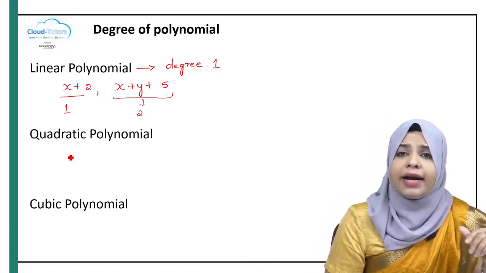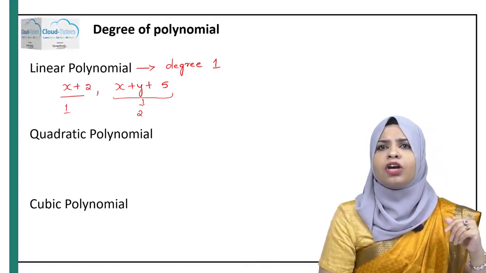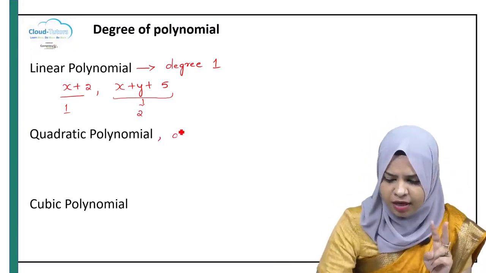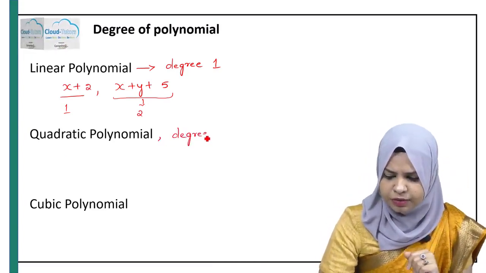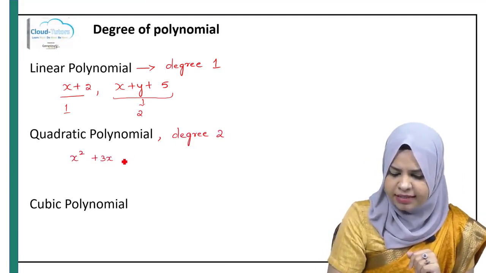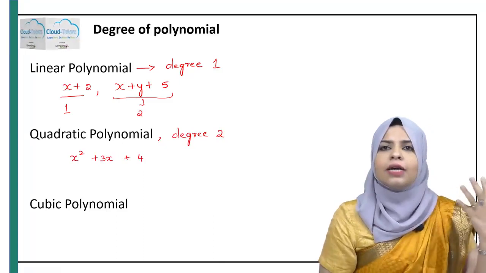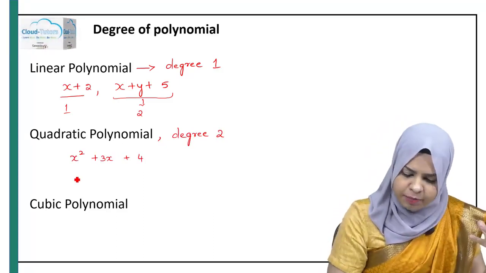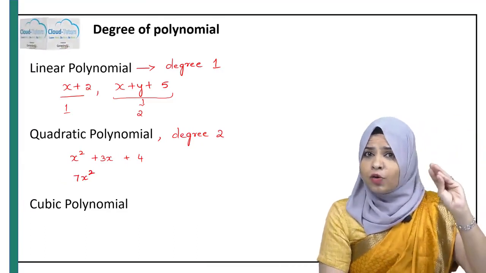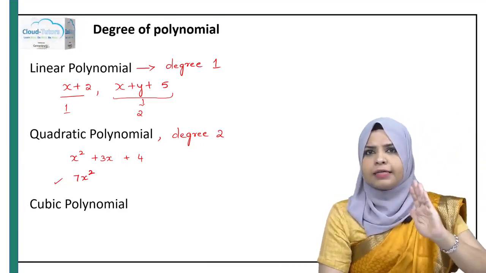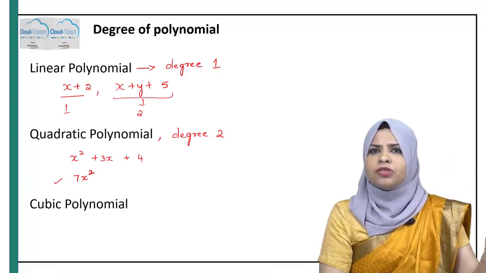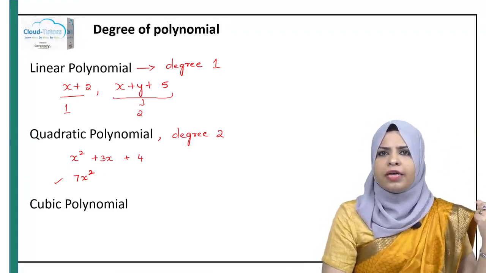Next one, quadratic polynomial. What is a quadratic polynomial? Whenever the degree of the expression is 2. So here the degree is 2. So I say x square plus 3x plus 4 is a quadratic polynomial. One more example, 7x square. Just the term. I know it's a monomial, but doesn't matter. The highest degree is still 2, and therefore it constitutes a quadratic polynomial.